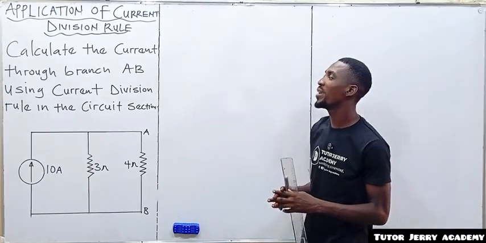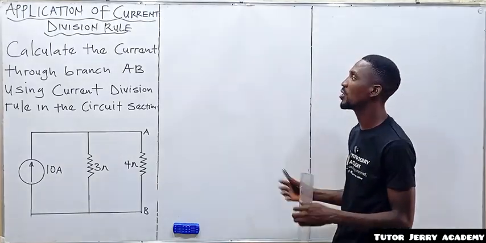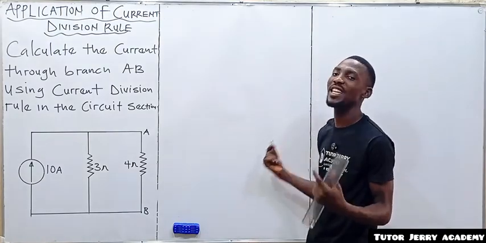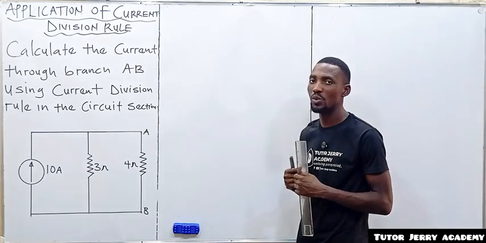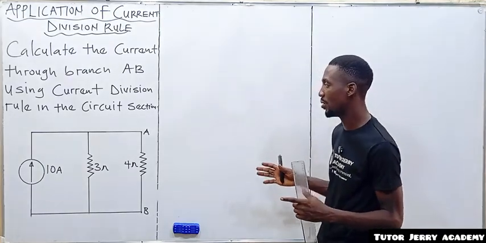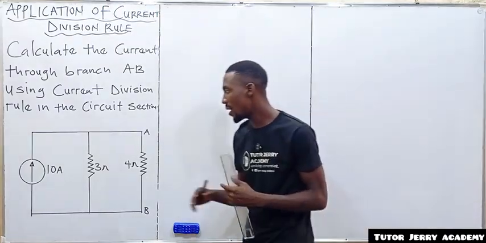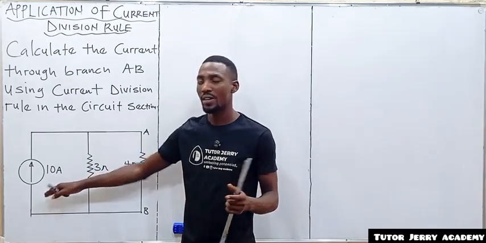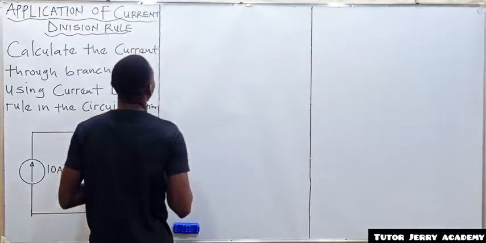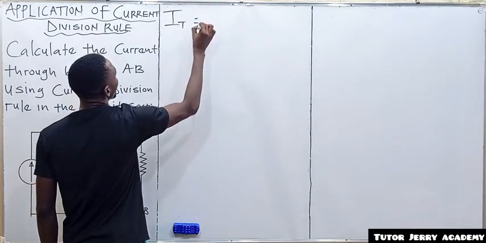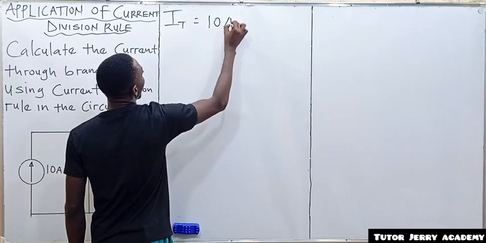All right, so we are going to be solving the question above. The question says we should calculate the current through branch AB using the current division rule in the circuit section AB. All right, so this is the total current that is supplied in the circuit. So let's call it I subscript T, that is the total current, which is equal to 10 amperes.